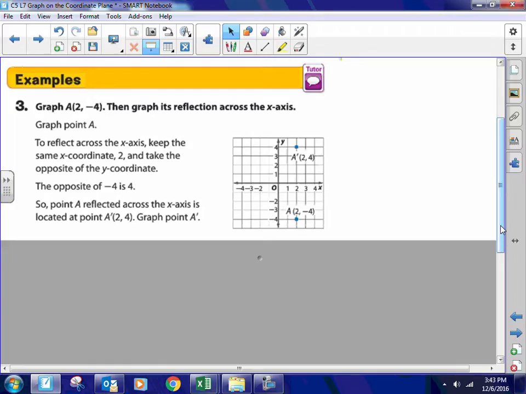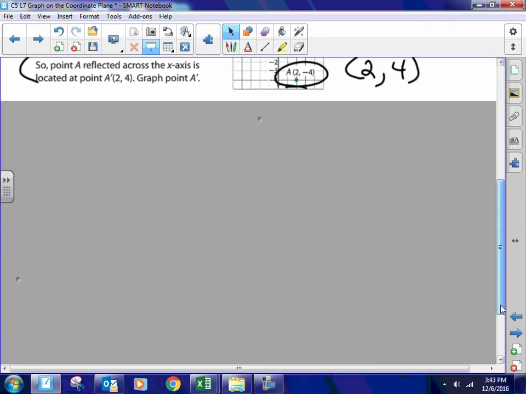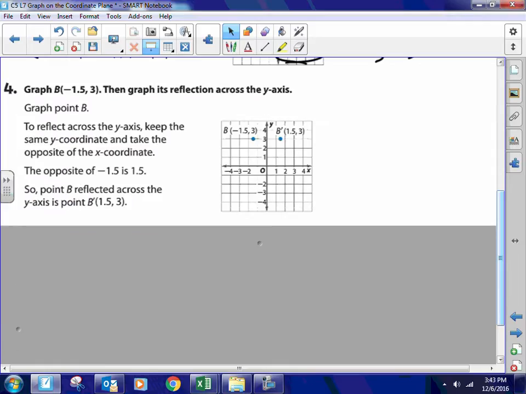All right. You graph A at 2, -4, which they do right here. We don't have to graph it. And then they reflect it across the x-axis. If they reflect it across the x-axis, the x stays the same, and the y is opposite. It was -4, now it's 4. And that's where they plot A prime. Not very hard. That's what they say here. Okay? If you are confused on this, please come and see me, because if you're confused on that, please don't drive, ever.